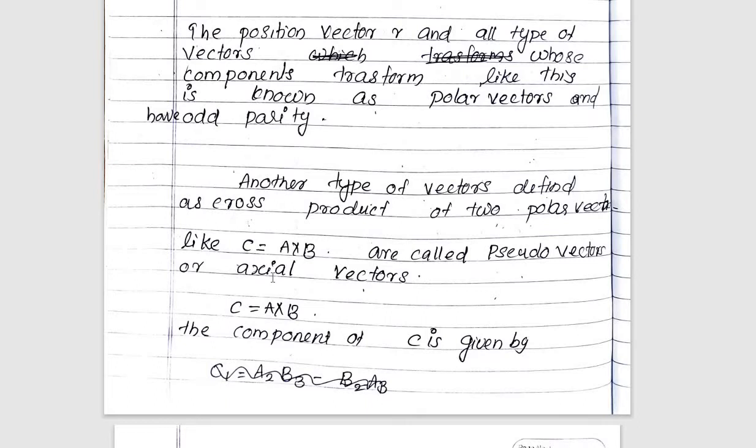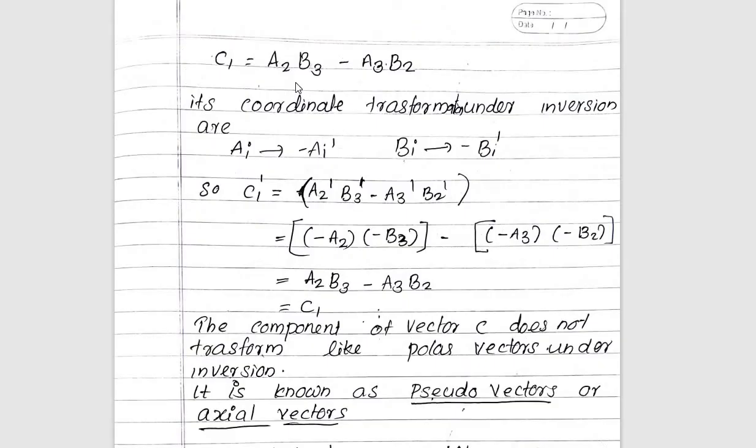In inversion, its component is given by ci. A general component can be written as ci, maybe c1, c2, c3, just like a1, a2, a3 or x1, x2, x3. So we can examine how its components, not the vector, transform in inversion. We already discussed the cross product. So C1 is the first component of the vector C, C2 the second component and C3 the third component.